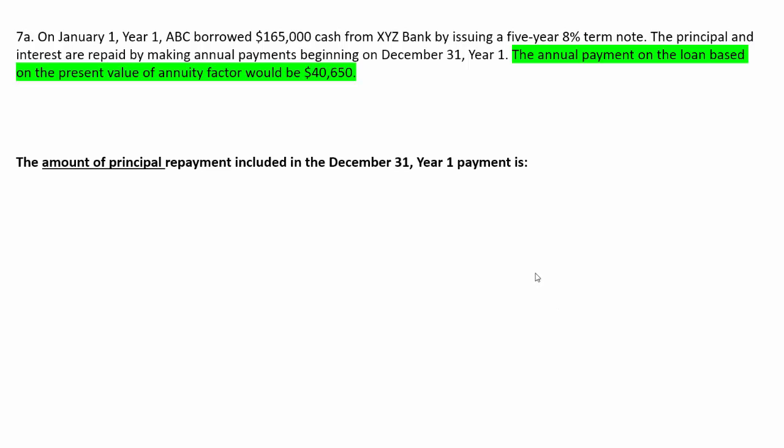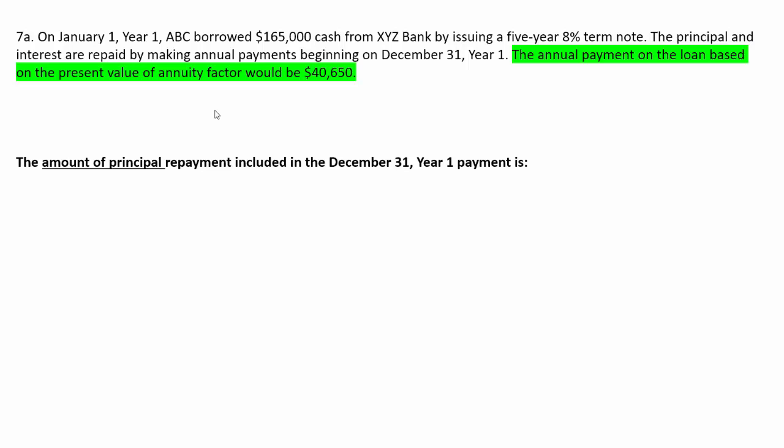On January 1st, year one, ABC borrowed $165,000 cash from XYZ Bank by issuing a 5-year 8% note. The principal and interest are repaid by making annual payments beginning on December 31st of year one, and the annual payment on this loan is based on the present value of annuity factor. That total payment will be $40,650.